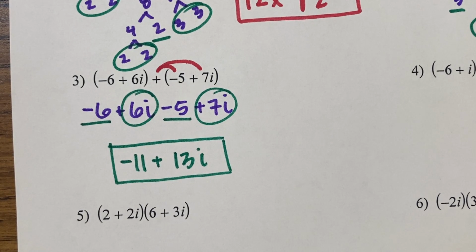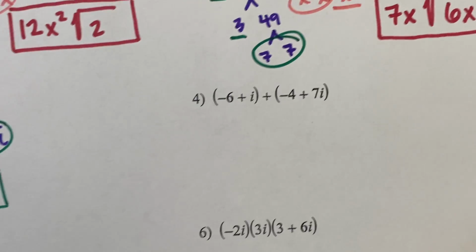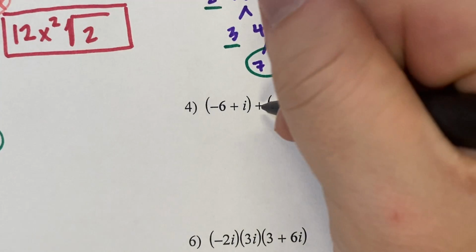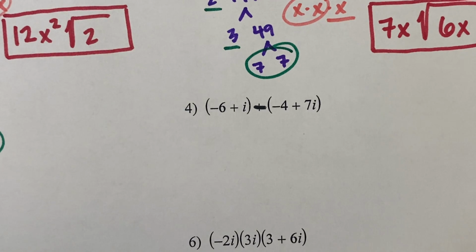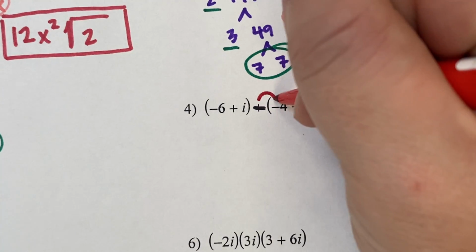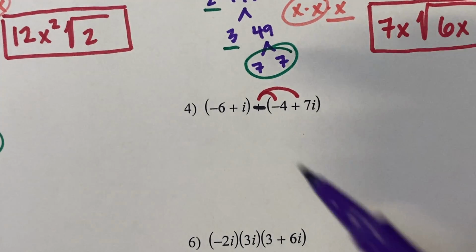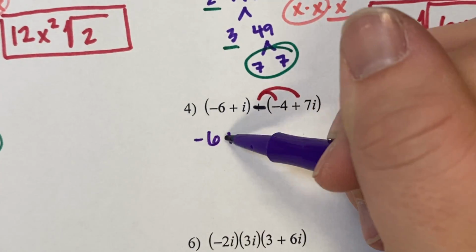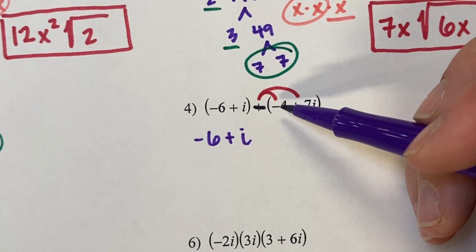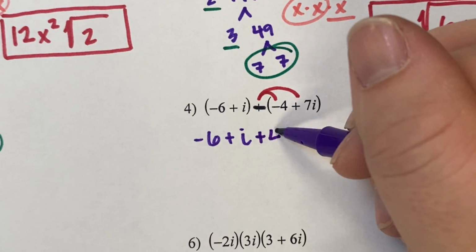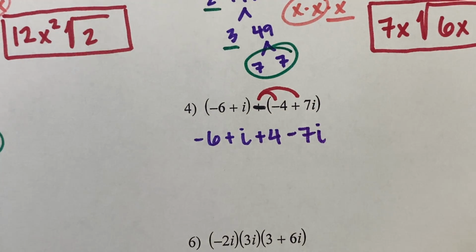Now for number 4, I actually want to change it a little bit. So we did an example where it was addition. Now I want to change it where we are subtracting. Now that I changed it to subtraction, what this does is it changes the signs after it. We know that rule. Remember that we can always copy down the first one, negative 6 plus i. Well, now, since it's subtracting, it changes. So this was a negative 4, now it's positive 4. This was positive 7i, now it's negative 7i.